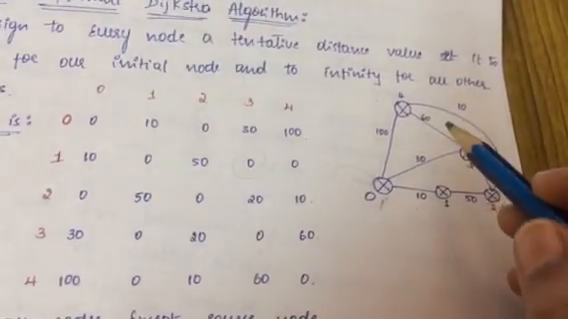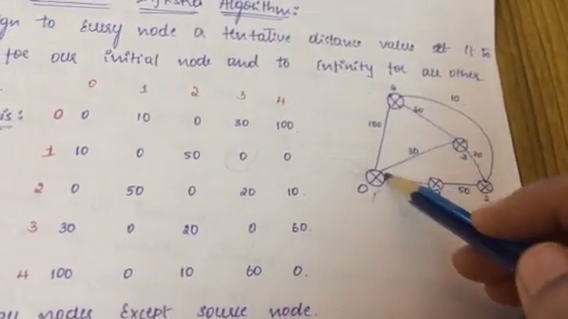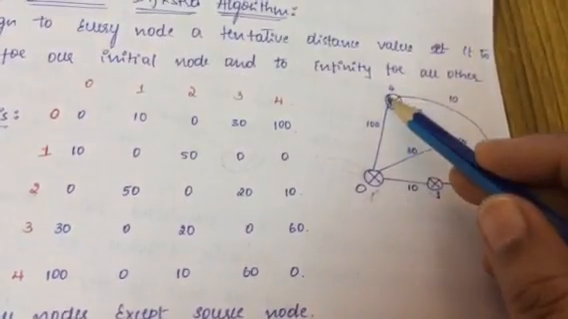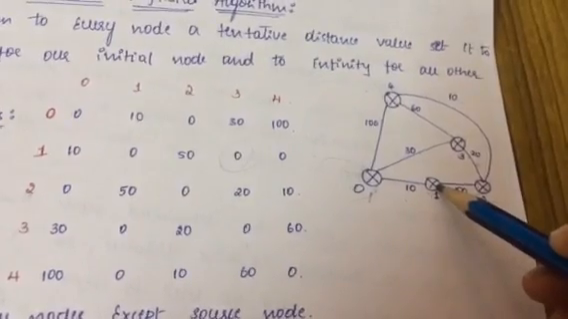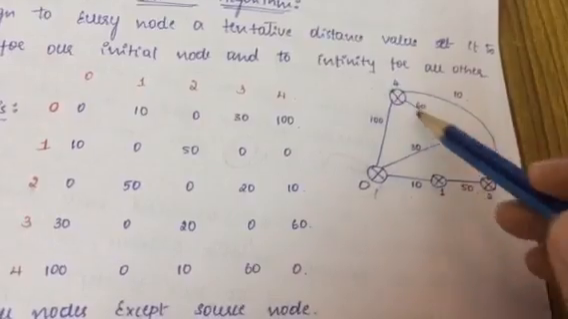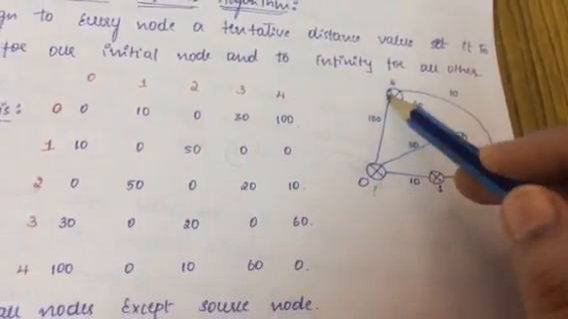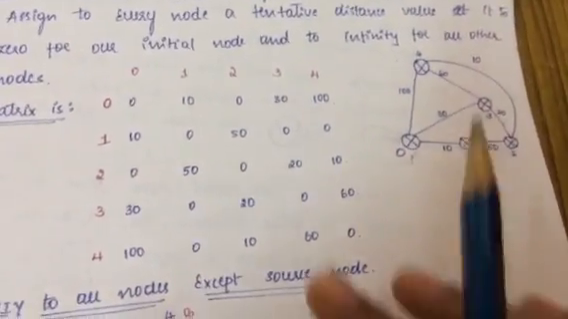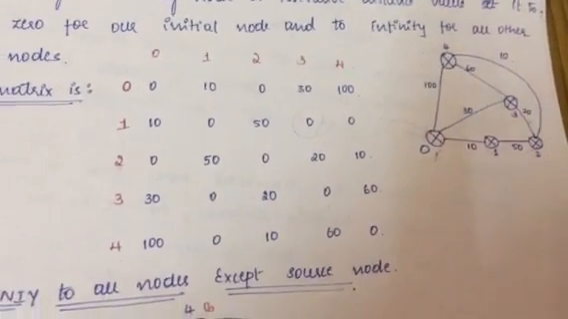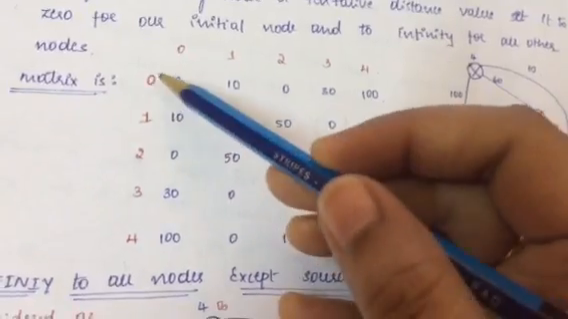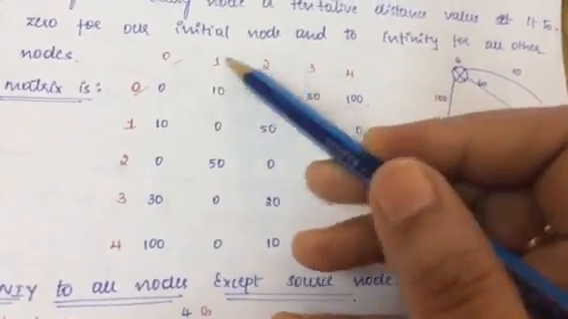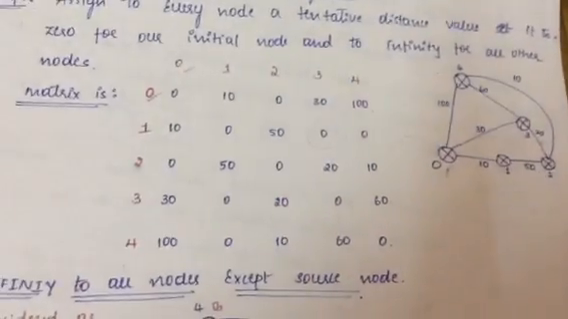Next 4 to 0. 4 to 0 it is 100. 4 to 1 there is no direct connection. 4 to 2 it is 10, already written. 4 to 3 it is 60, already written. 4 to 4 is 0. So like this you have to look at the matrix and then write the network diagram. You go by row and column, and correspondingly you write it.